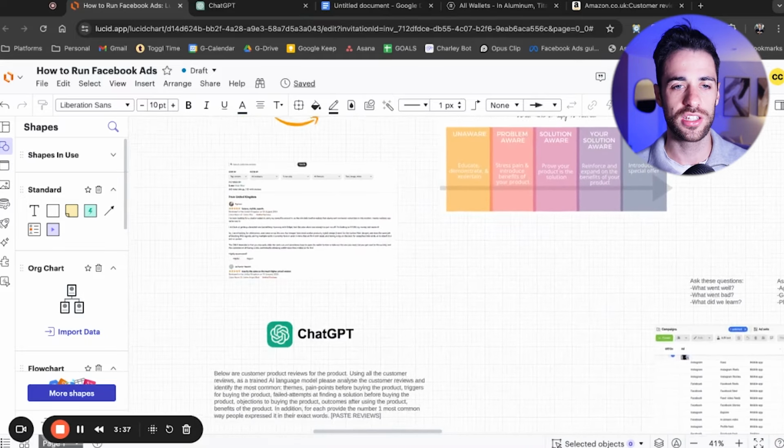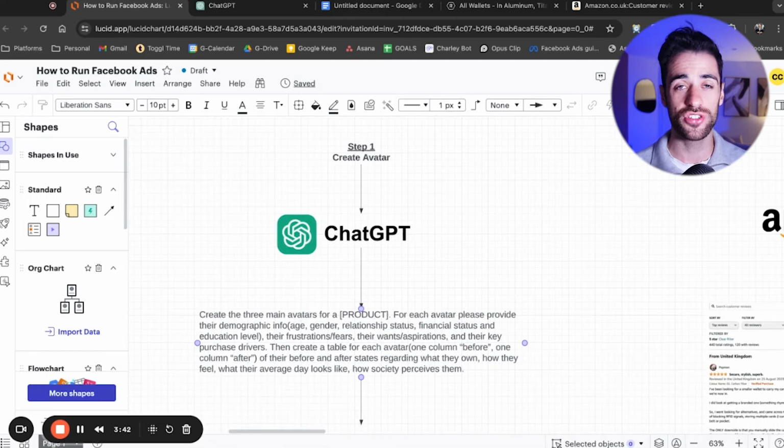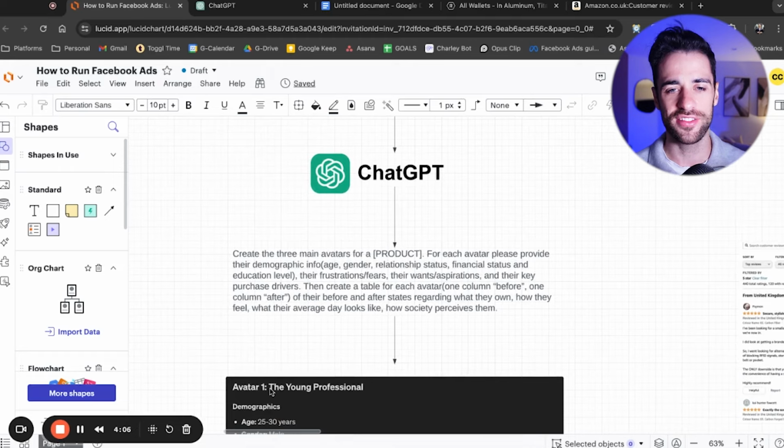Okay, so let's get right into it with creating avatars. So avatars, or buyer personas as they're also known, are essentially demographics and different information about who your ideal customer is, so that we can speak to them more effectively with our marketing angles and represent them fully in our creatives and things, right? So I'm going to make this super easy and fast for you. It used to be something you have to spend hours doing, but we can just use ChatGPT to create these, and it is pretty good at it, okay?